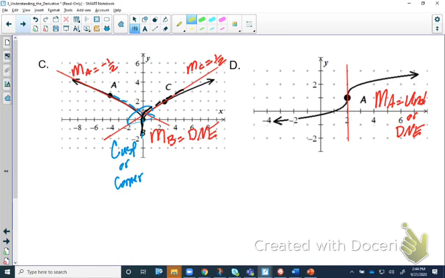And it's kind of the same thing at point A on the cubic or the cube root function that we see on example D. Here, point A would be known as a point of inflection. It's the point where the function changes concavity. So you can see on the left side the function is concave up, but on the right side of point A it's concave down.